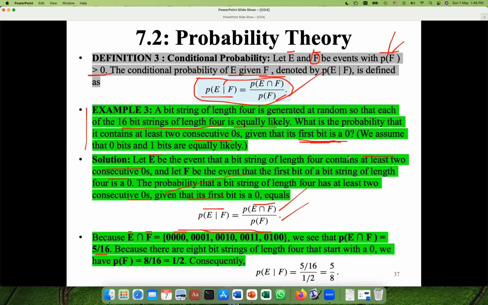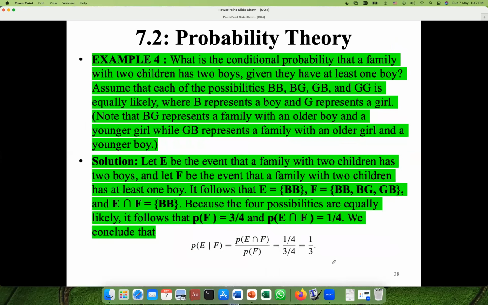And what is F? F is first bit is 0. How many of these are there? 8. So that is 8 divided by 16, 1 over 2. Put it in the equation and you will have your answer: 5 over 8. Moving next.